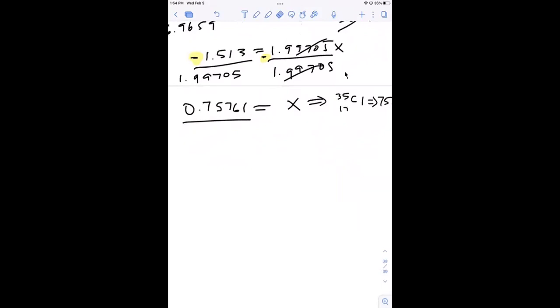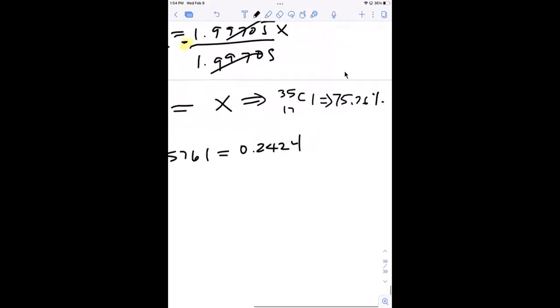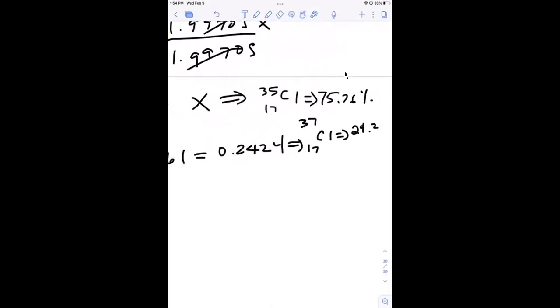And what about 1 minus x? So this is x. 1 minus x is going to be what? 1 minus 0.75761. What does that give me? Is that right? 24.24, if I round it. So what that means is that the chlorine 37 is about 24.24% natural abundance. Ran out of room again.